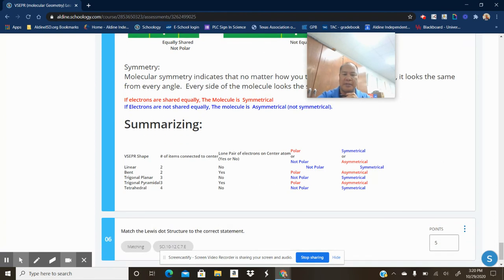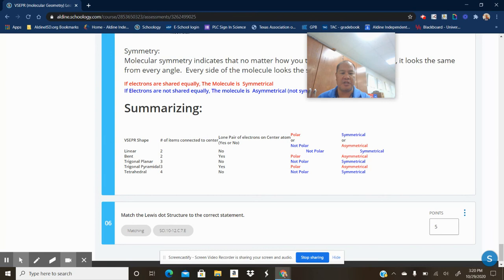So to summarize, anytime you have a polar molecule, it's going to be asymmetrical. It's not going to look the same. So if they're polar, they are asymmetrical. If they're nonpolar, they're symmetrical. Nonpolar means they look all alike any way you look at it. And if they don't look all alike everywhere, then it's polar.